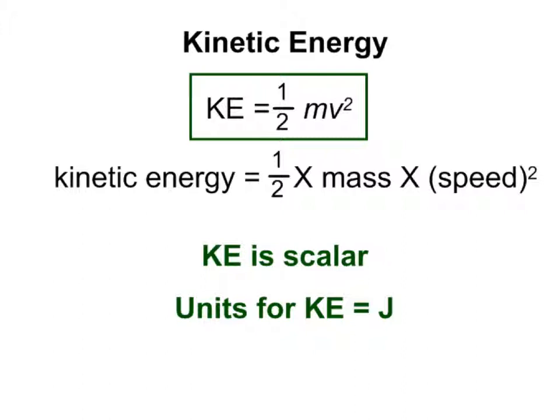Realize that kinetic energy depends on both the object's mass and its speed. So if an object at a particular velocity has more mass, it's going to have more kinetic energy than another object at the same velocity with less mass. Also, for two objects that have the same mass and different speeds, the one with a higher speed will have more kinetic energy. So kinetic energy is very dependent on both of these factors.